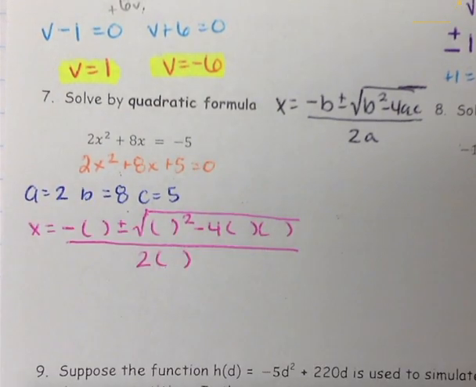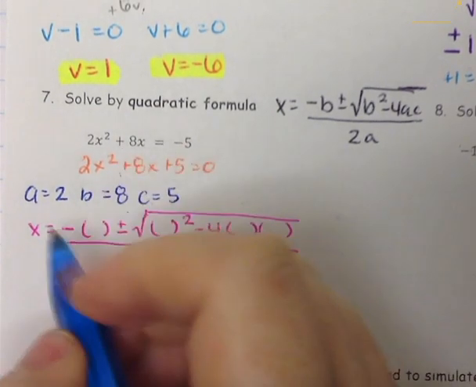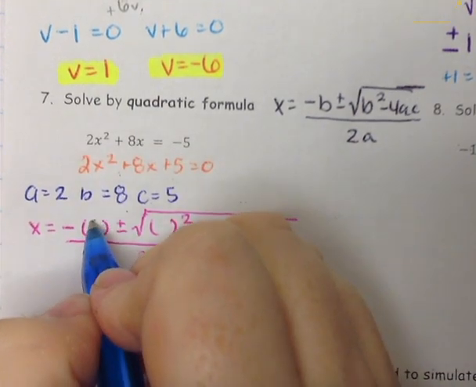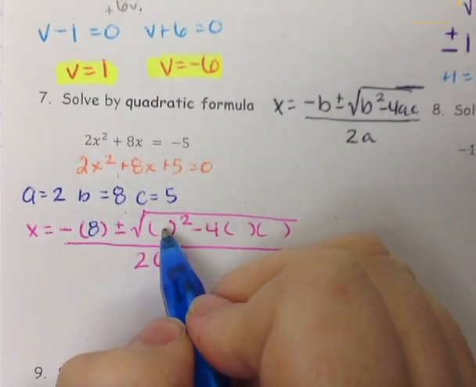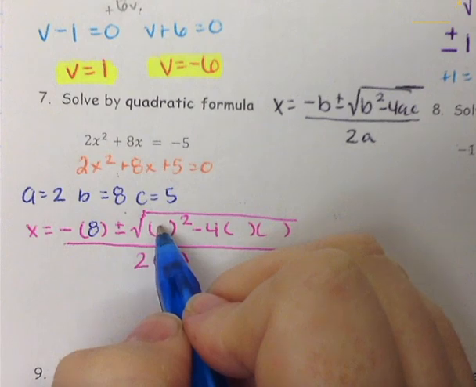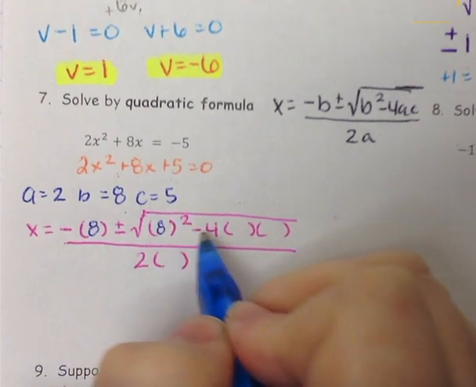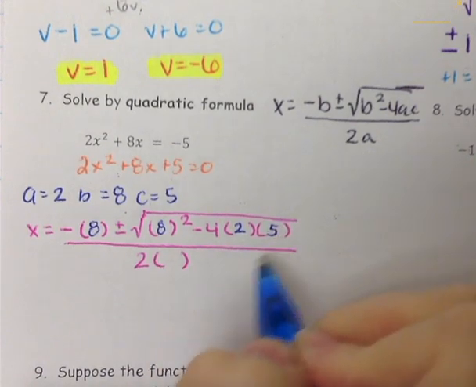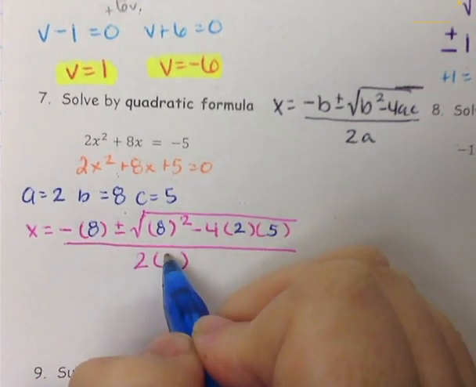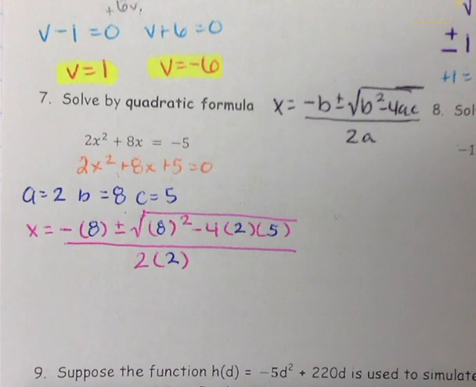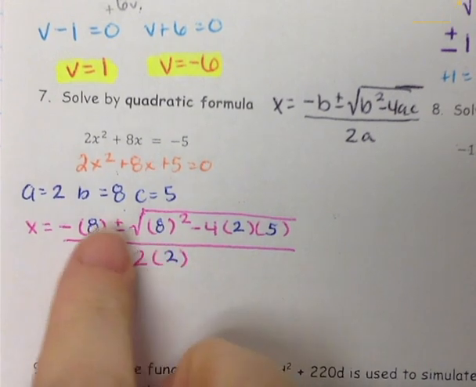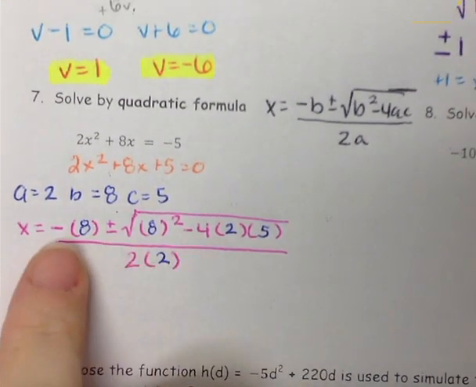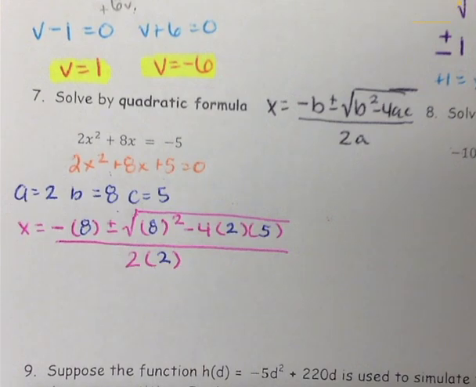Now I'm just going to put in the numbers. So it was negative b, my b value is 8, so I'm going to put 8 in that parentheses. Then we have plus or minus square root of b squared minus 4ac all over 2a. I just plug in the numbers. Now I'm going to simplify this. So negative times 8 is negative 8.